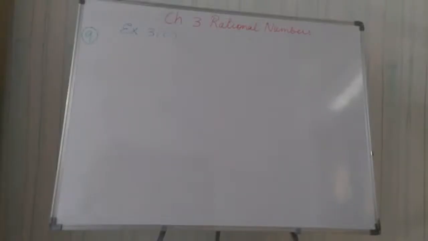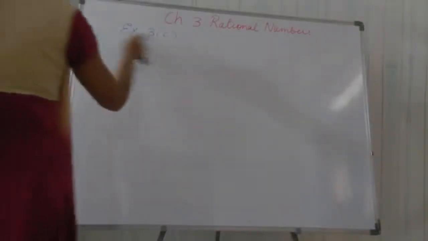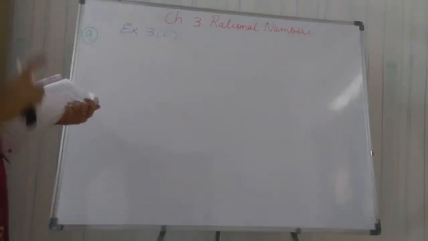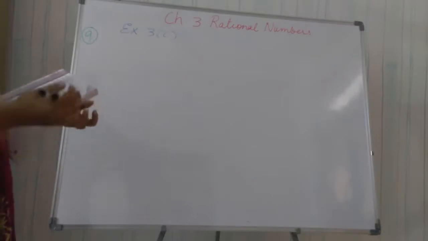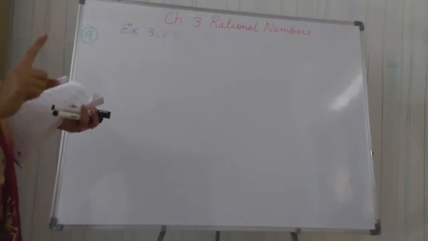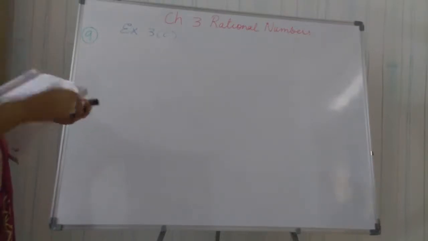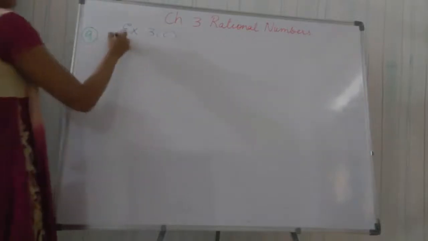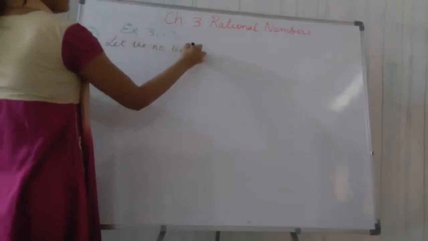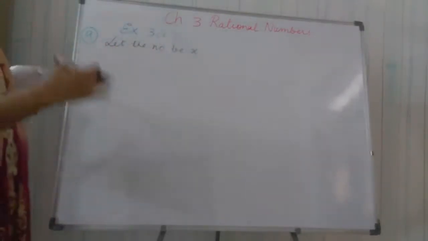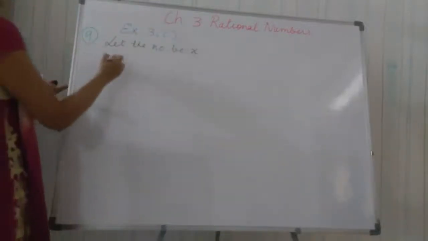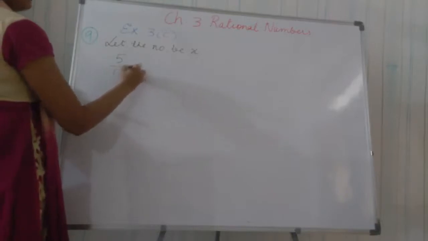So now let us continue exercise 3C, question number 9. I am reading the question and explaining it to you, so pay attention. The product of two rational numbers is minus 35 by 18, and if one of the numbers is 5 by 12, find the other. So here we want to find the number, so let the number be x. Whenever we are given one number and we want to find the other, we suppose it as x. Now one number is 5 by 12.